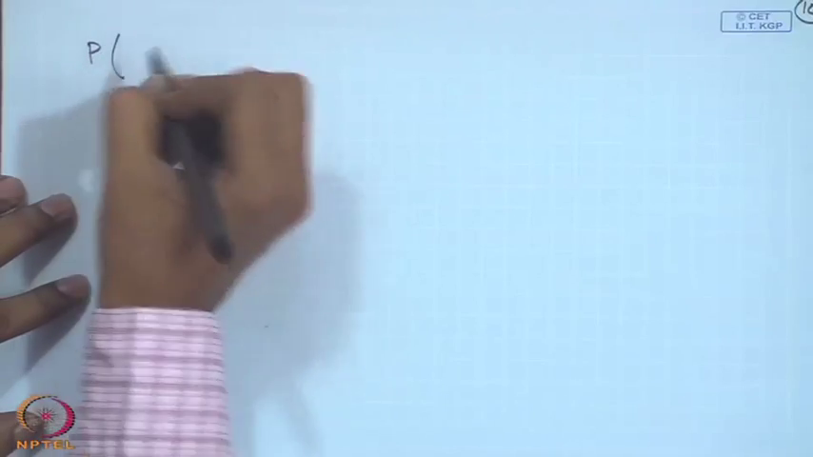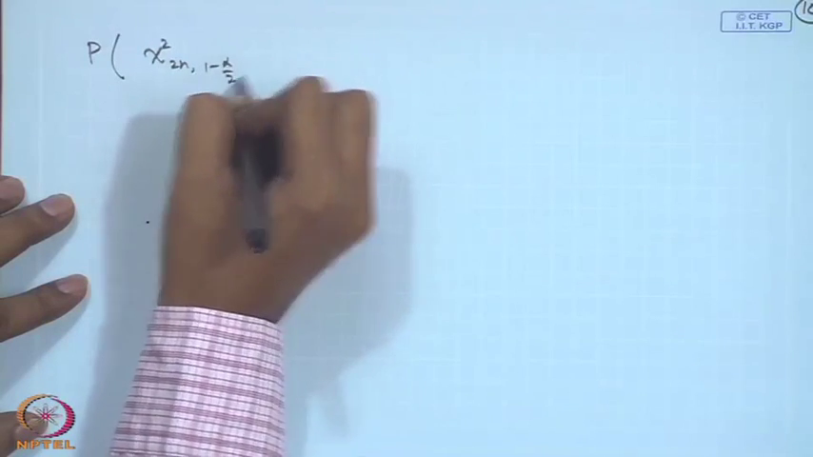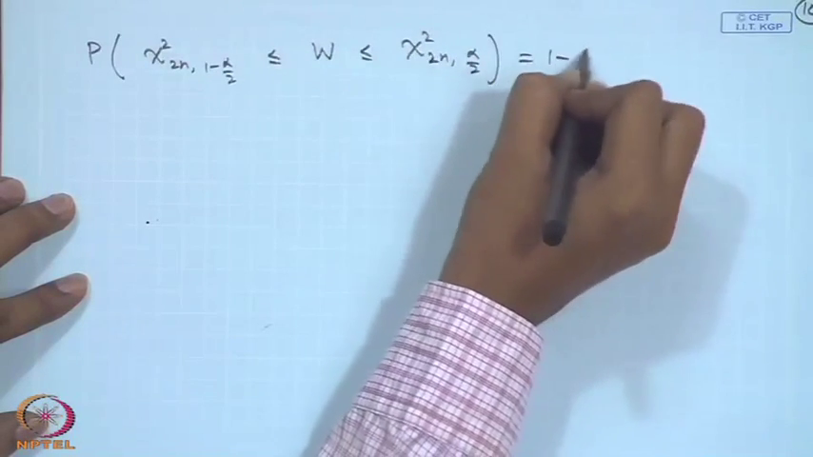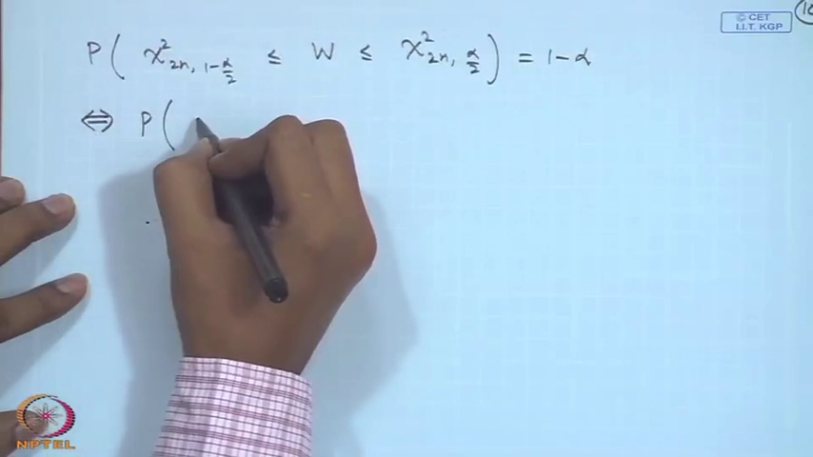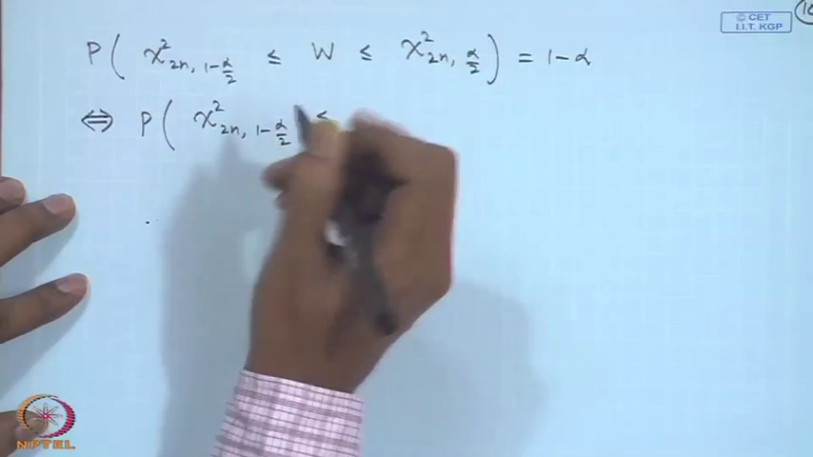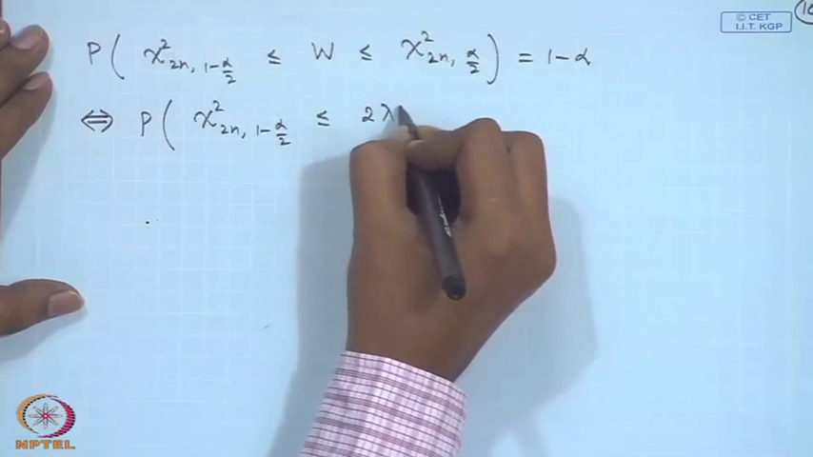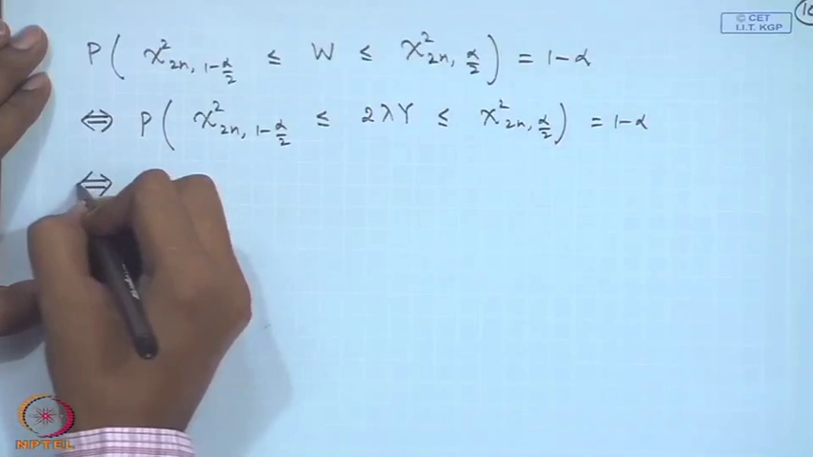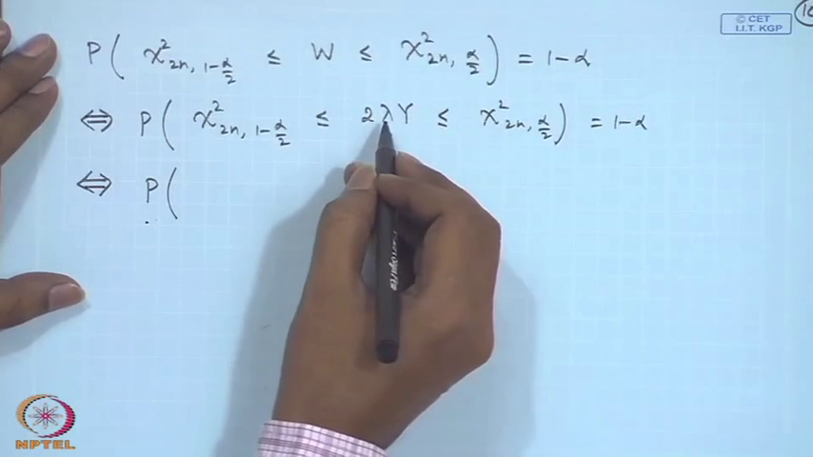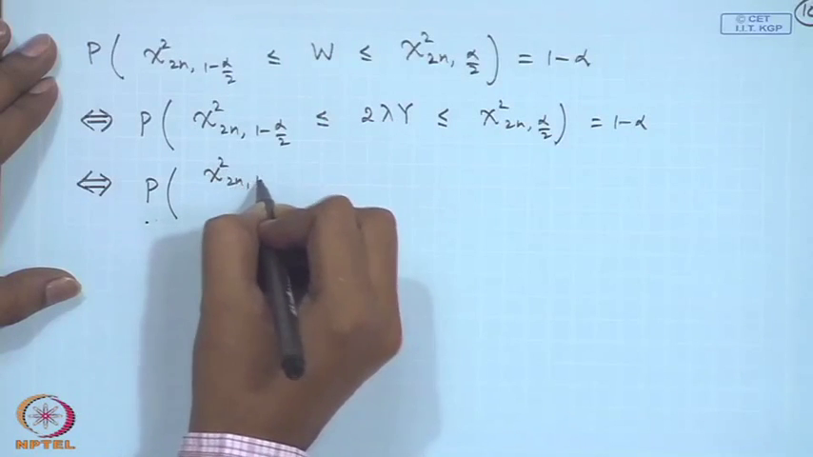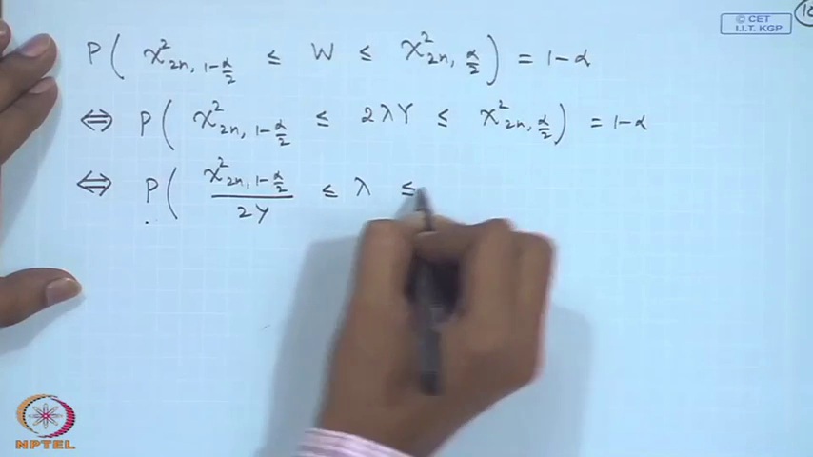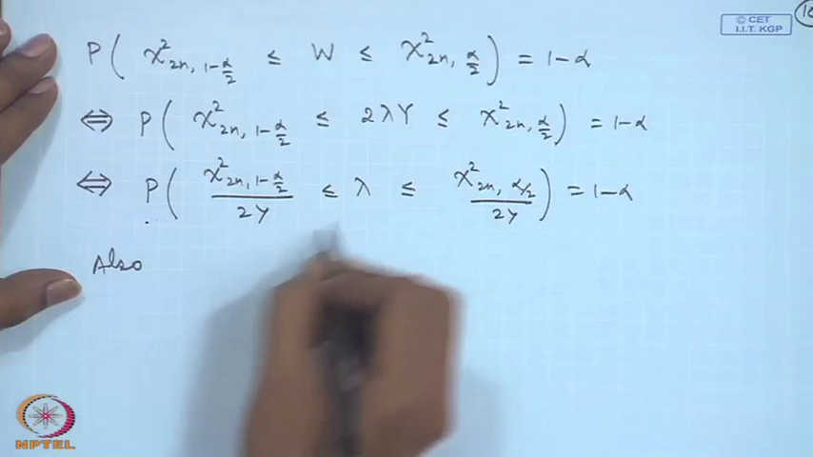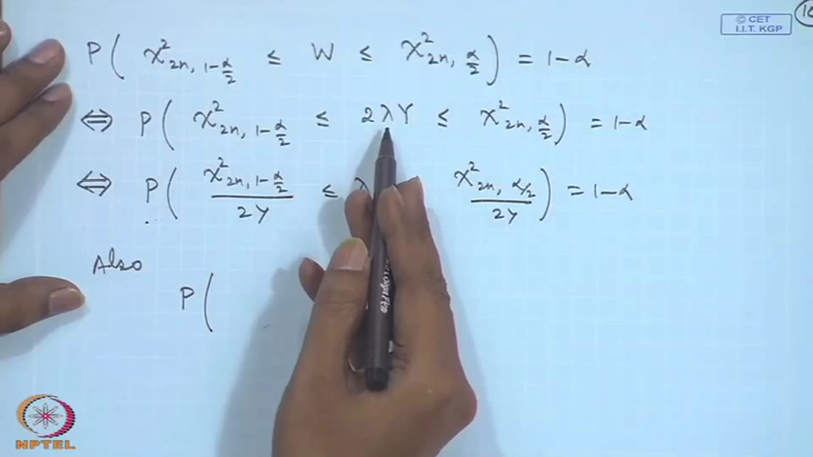So, you get probability of chi square 2n 1 minus alpha by 2 less than or equal to w less than or equal to chi square 2n alpha by 2 is equal to 1 minus alpha. So, this is equivalent to probability of chi square 2n 1 minus alpha by 2 less than or equal to 2 lambda y less than or equal to chi square 2n alpha by 2. So, for lambda we get chi square 2n 1 minus alpha by 2 by 2y. Also, if we want for 1 by lambda, then we can consider the reciprocal here.